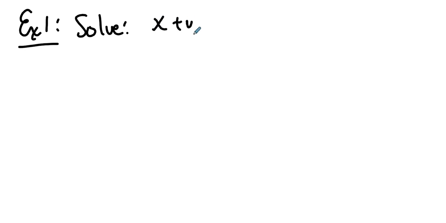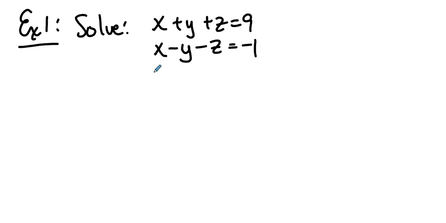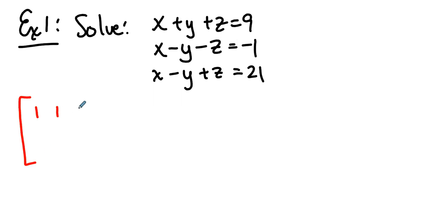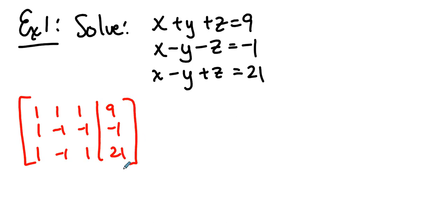So this system will say x plus y plus z is 9, and x minus y minus z is -1, and x minus y plus z is 21. Now, we already know that we're going to take this system and turn it into an augmented matrix, where this is where all the equal signs are.